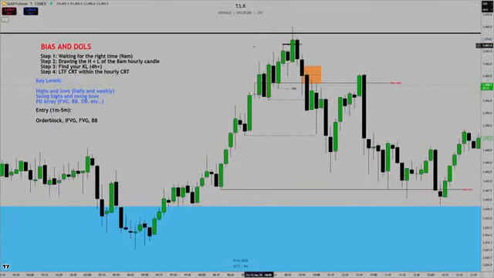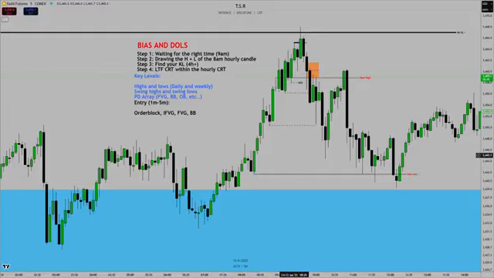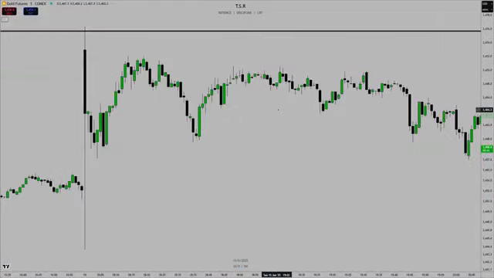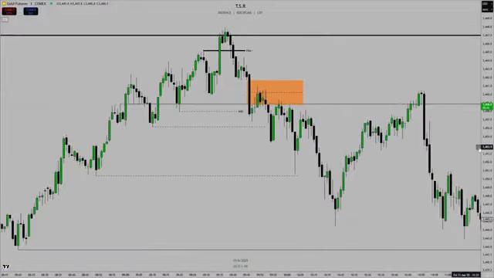On the 5 minute, liquidity would be resting below here, 5 minute fair value gap below here as well, below that order block, and then of course beneath these lows as well. So it would come in and make sense there. Let's go back onto the 1 minute, see if it works out.